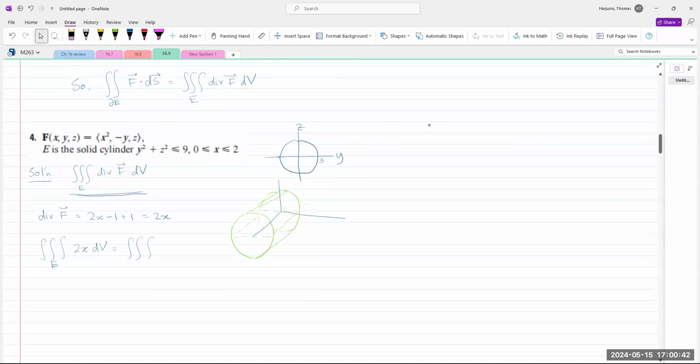Let me make the parameterization as follows: x, r sine theta, r cosine theta. So I basically swap the positions of x and z. Okay, so now I have 2x, and then r dx dr d theta, with theta from 0 to 2 pi, r from 0 to 3, and x from 0 to 2.